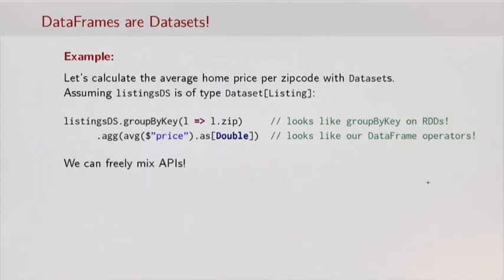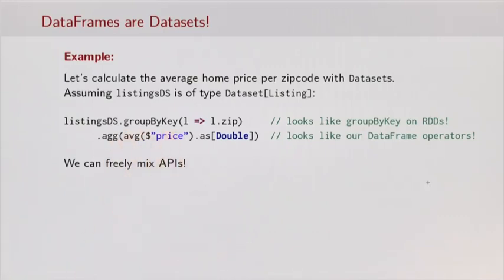So here's an example of that same computation that we were looking at a few slides back, where we were trying to calculate the average price of all of the homes for sale in different zip codes. So let's assume that we have a dataset called listingsDS. It's the same shape as it was before. It's a case class with some fields in it, but the most important fields are, of course, the price and the zip code field. And the first thing we do is we can do groupByKey on it.